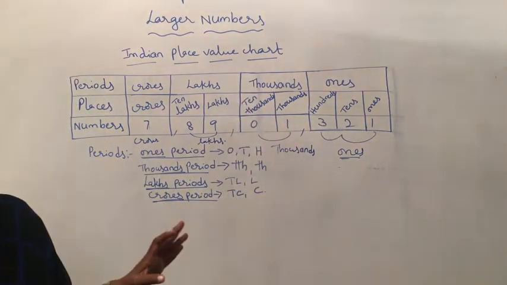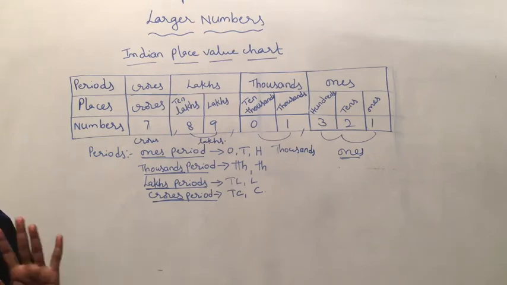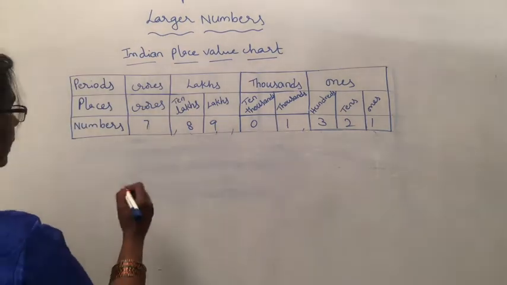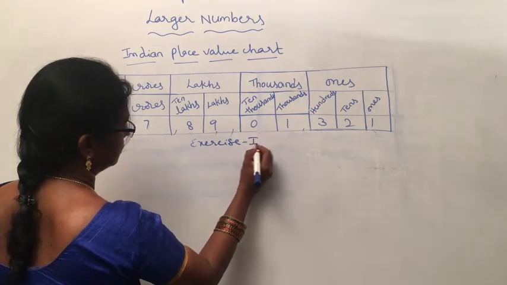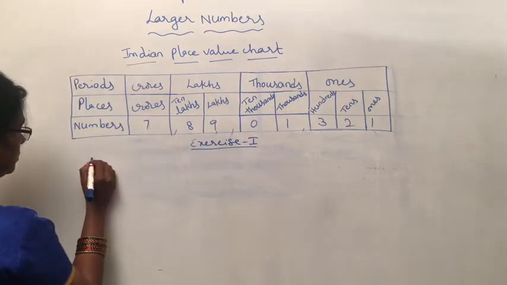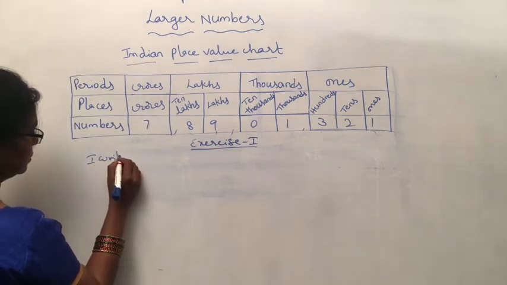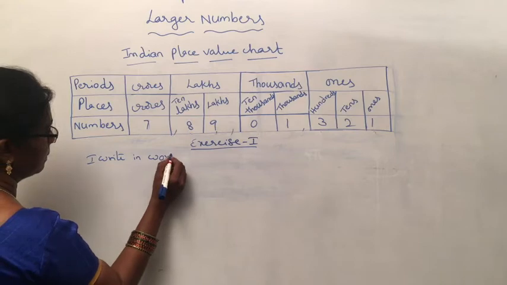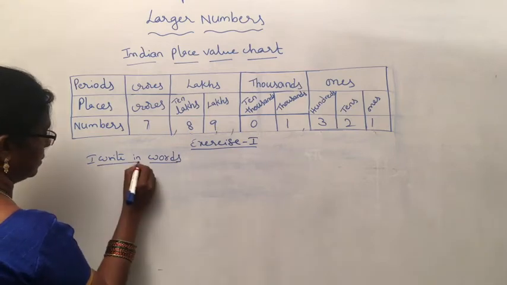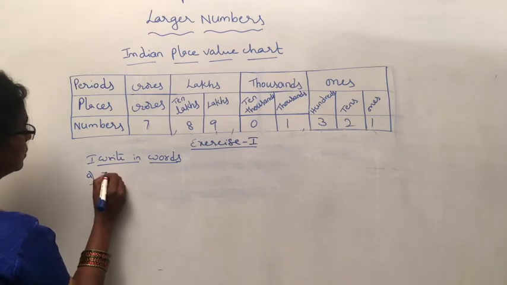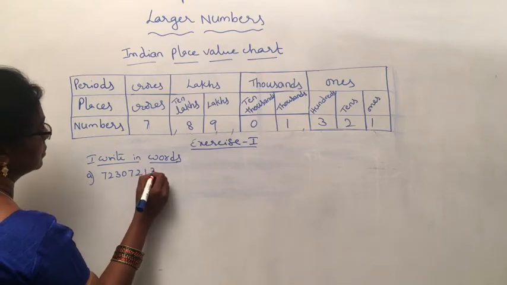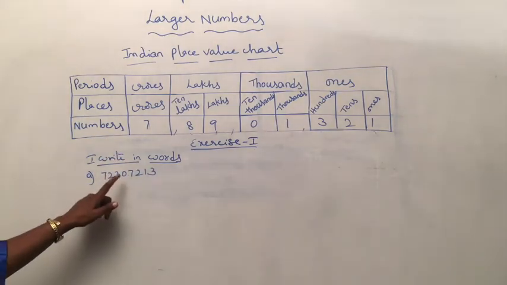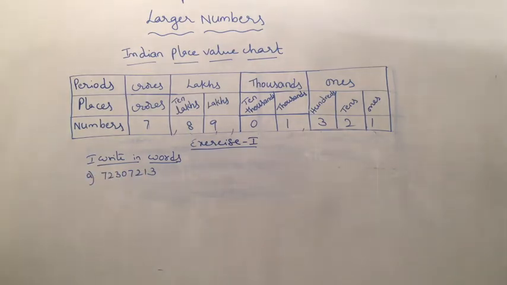Now in this first exercise, you have only to write in words, write in figures, and write the place value. Exercise 1. First bit, write in words. Example, first one. What is the number? 723072213. How to write in words?